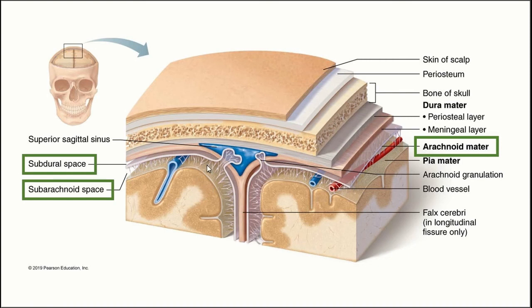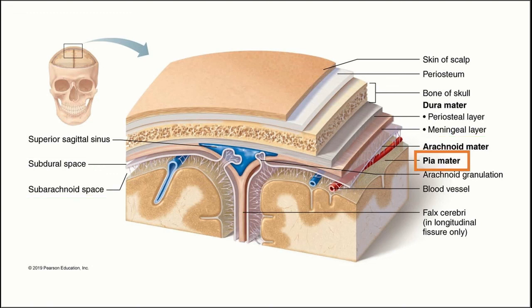The arachnoid mater also has these very thin, almost web-like extensions that secure the arachnoid mater to the pia mater on the surface of the brain. We also see that the subarachnoid space contains large blood vessels that serve the brain.